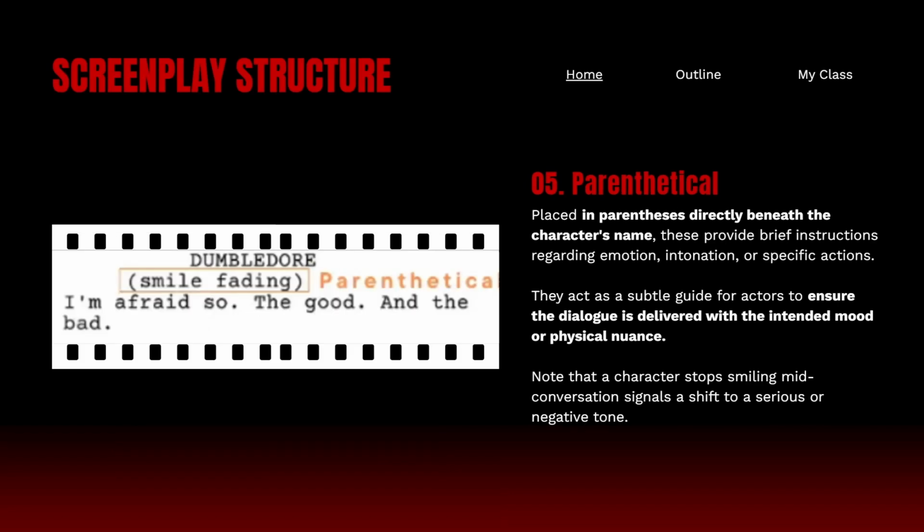Next, we have parenthetical. This is placed in parentheses directly beneath the character's name. This provides some brief instructions regarding the emotions, intonations, or even specific actions that the actors need to do. They act as a subtle guide for actors to ensure that the dialogue is delivered with the intended mood and physical nuances. One thing to note, for example, in this case, the character stops smiling mid-conversation. This signals a shift to a serious or even a negative tone.